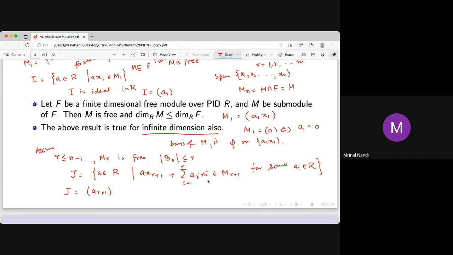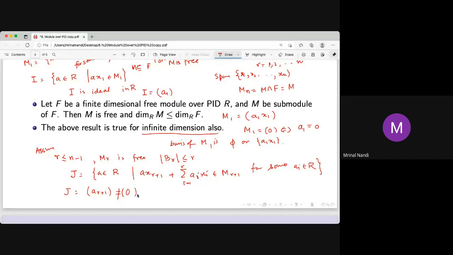So in that case, what happened? M_{r+1} is again free, and the number of elements of the basis is just the number of elements of B_r, which is at most r. So that means it is less than or equal to r plus 1. If it is less than or equal to r, then it is less than or equal to r plus 1. Now the case where it is non-zero.